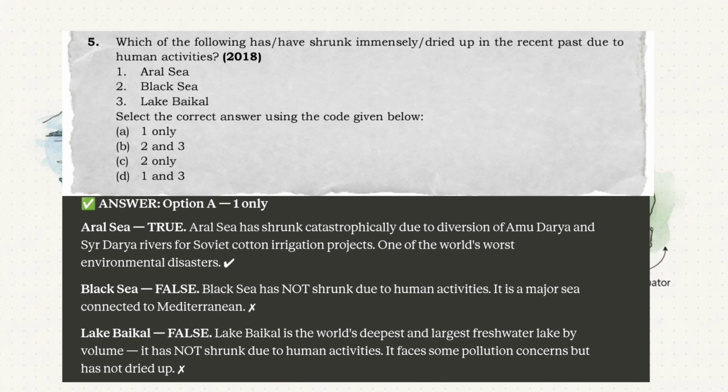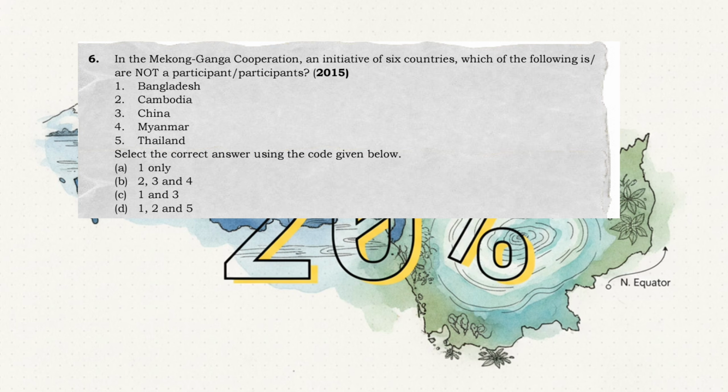True. Aral Sea has shrunk catastrophically due to diversion of Amu Darya and Syr Darya rivers for Soviet cotton irrigation projects. One of the world's worst environmental disasters. Black Sea, false. Black Sea has not shrunk due to human activities. It is a major sea connected to Mediterranean. Lake Baikal, false. Lake Baikal is the world's deepest and largest freshwater lake by volume. It has not shrunk due to human activities. It faces some pollution concerns but has not dried up. Answer A.